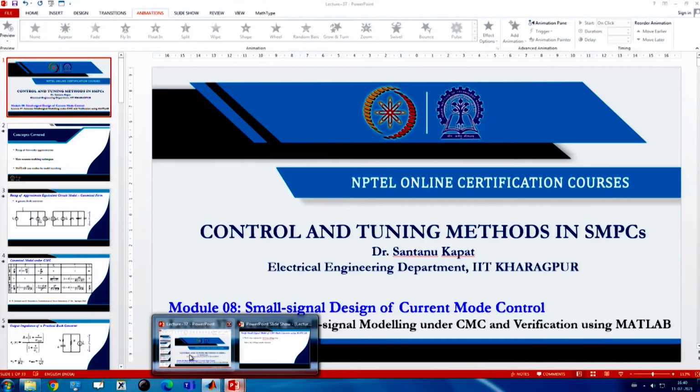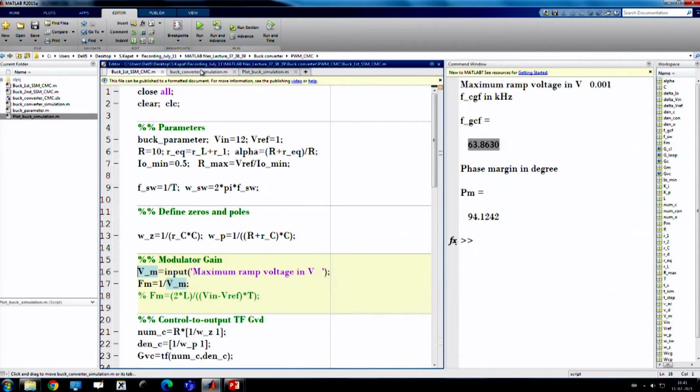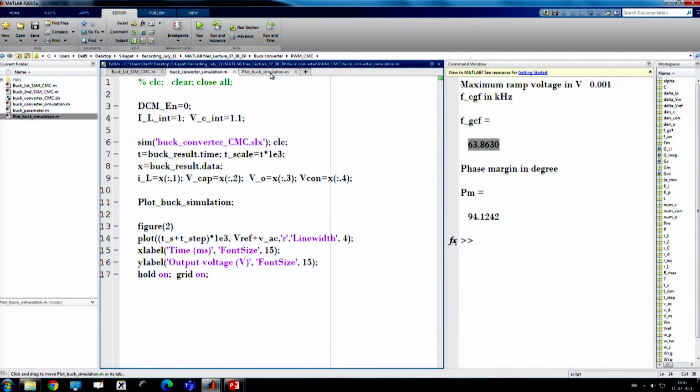Then if I go back, I got phase margin 94 degree, which is a very much overdamped system, but gain crossover frequency is very high, 63.86, whereas 500 kilohertz is my switching frequency. So, it is roughly 1/8 of the switching frequency. That means, we are going even further, we are increasing the bandwidth or crossover frequency compared to voltage mode control. Now, we want to match this response and see what happens.